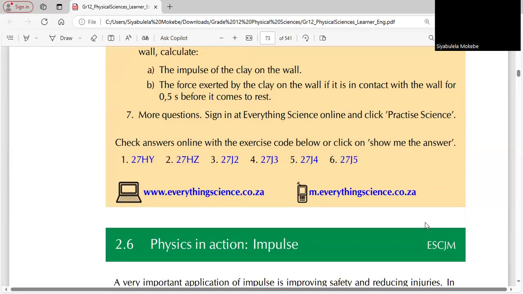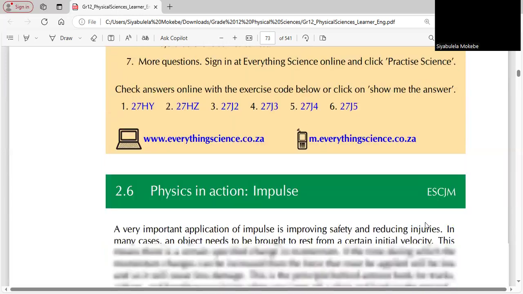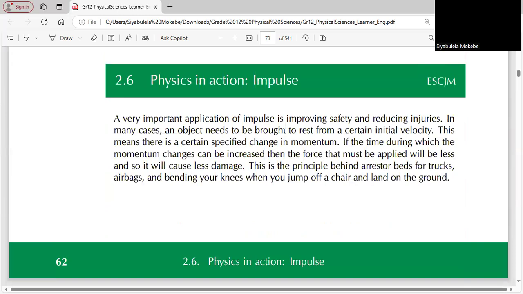A very important application of impulse is improving safety and reducing injuries. In many cases, the initial velocity is specified. This means there is a certain specified change in momentum. If the time during which the momentum changes can be increased, then the force that must be applied will be less, and so it will cause less damage. This is the principle behind arrestor beds for trucks, airbags, and landing on the ground.